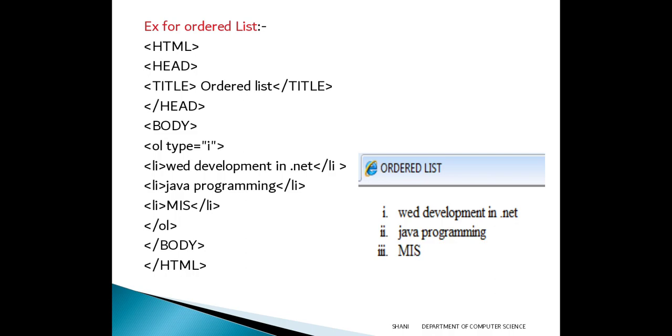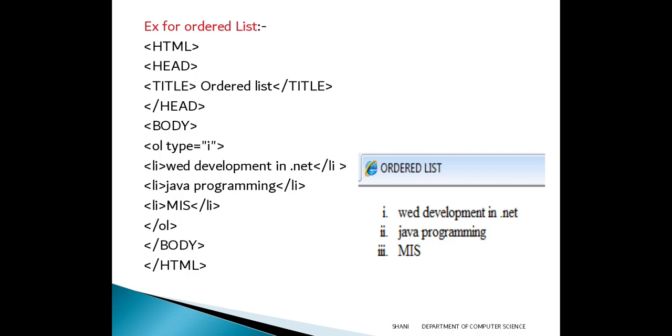So here I have used the subject names. Okay. So here you can write between LI, that is subject. So I have used some subject names like web development in .NET, Java programming and MIS. Then I have closed the OL tag. So here you can see the output of the ordered list, web development in .NET, Java programming and MIS are present in small letter Roman numbers.